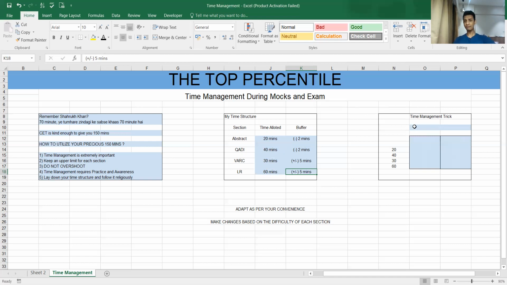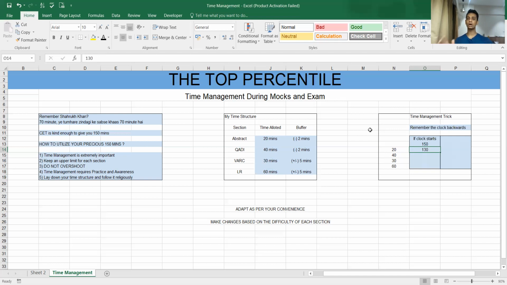Well, after this, I would like to go to a time management trick. This is what I used to do so that I'm completely aware of where I stand and how much time is left. So remember the clock backwards, right? If the clock starts from 150 going towards zero, then for abstract, if this is my order, abstract, QADI, VARC, and then LR, and I've written 20 minutes, 40 minutes, 30 minutes, and 60 minutes for each of these sections, then I'll remember 150 minus 20.